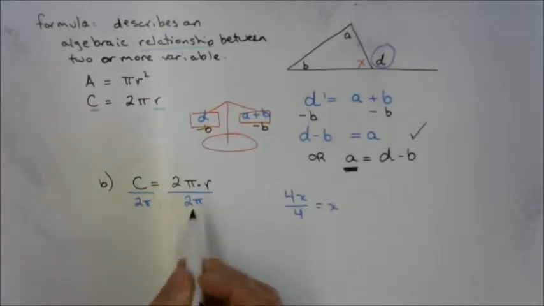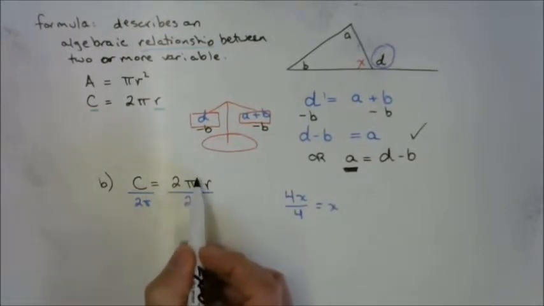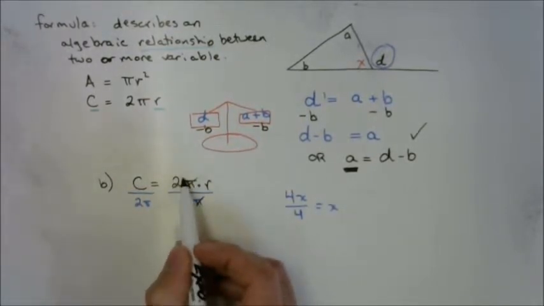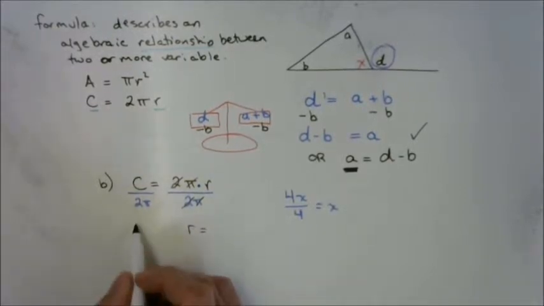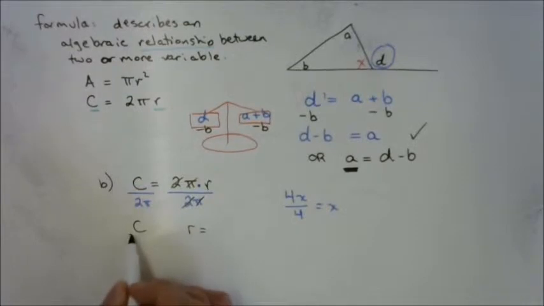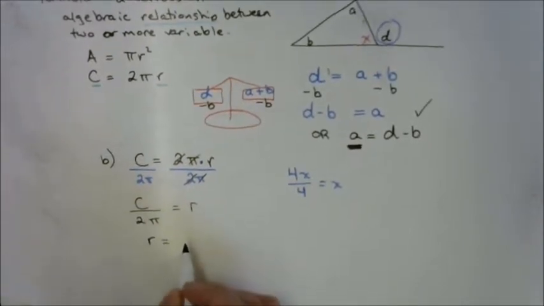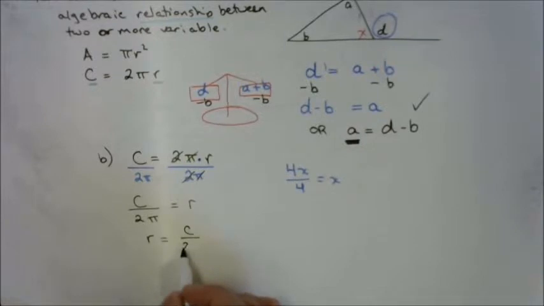Then this all crosses out. Pi over pi is 1. 2 over 2 is 1. So I just have r equals c over 2 pi. I would rewrite that so that the variable I'm interested in is on the left: r equals c over 2 pi.